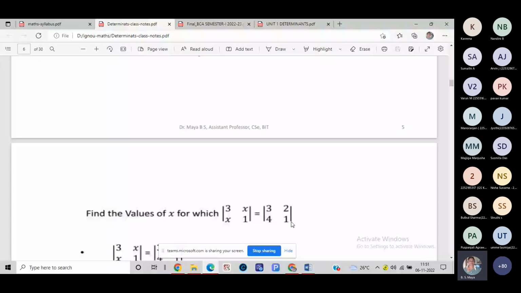3 ones are 3, minus 4 into 2 is 8. 3 minus 8, how much? Minus 5. Minus 5, how did we get it? Okay, let me see.